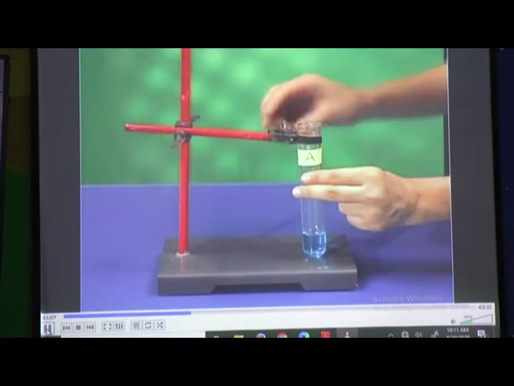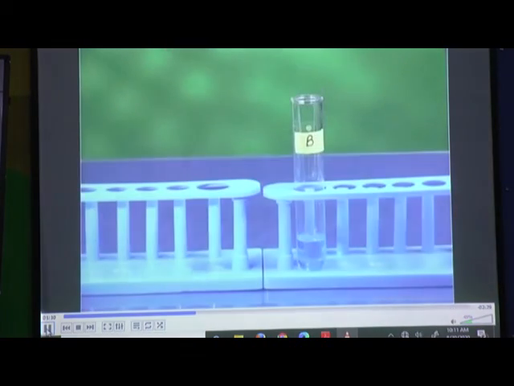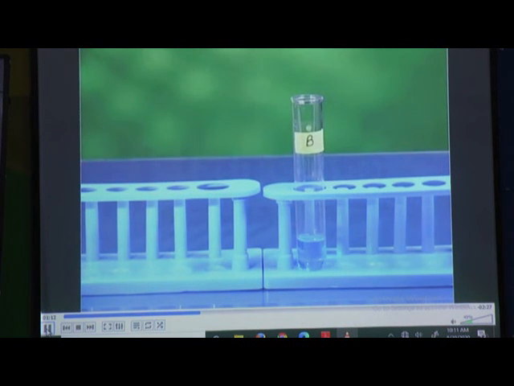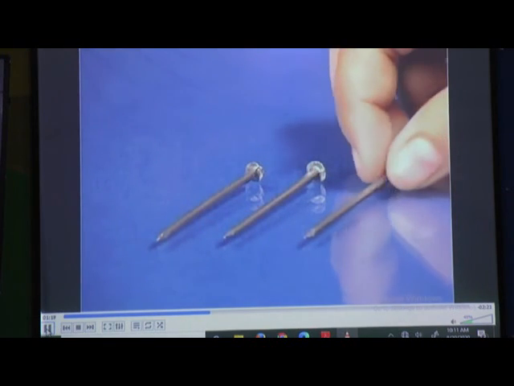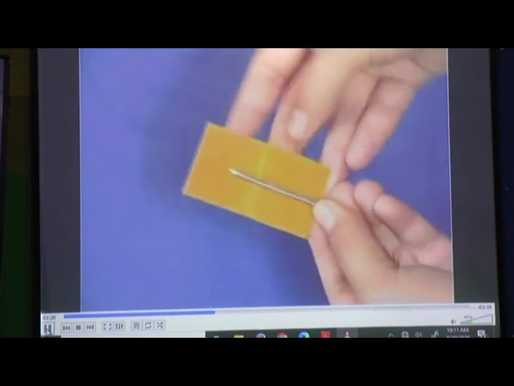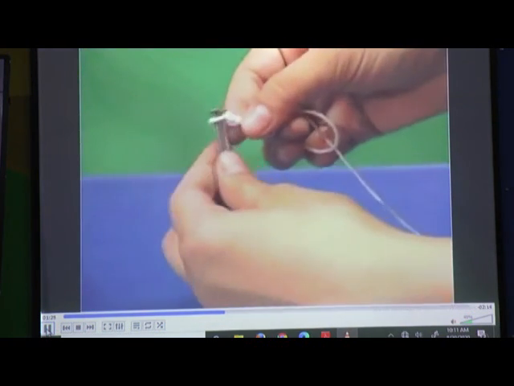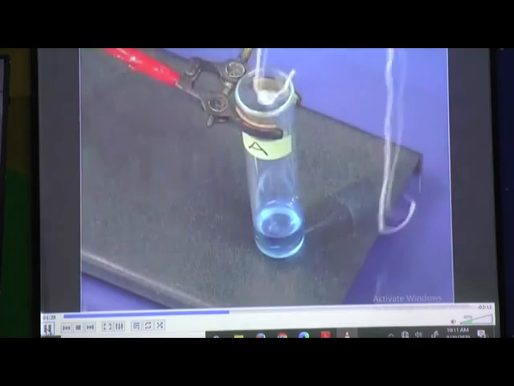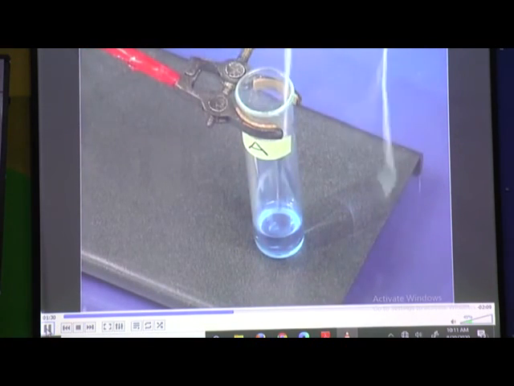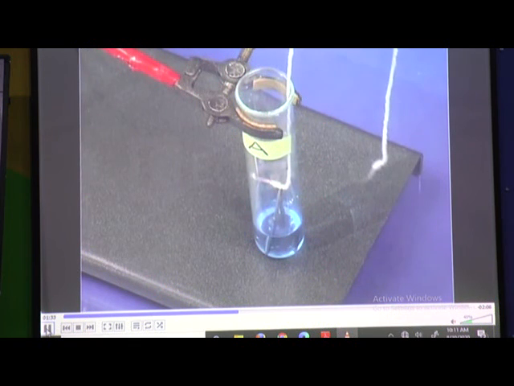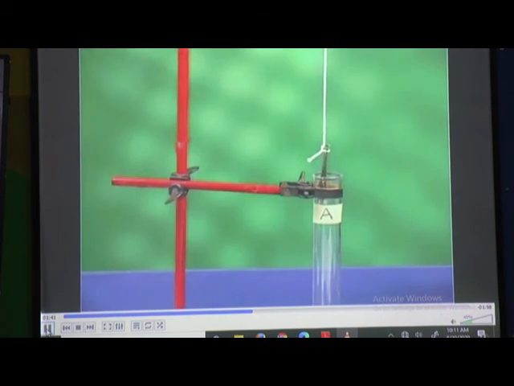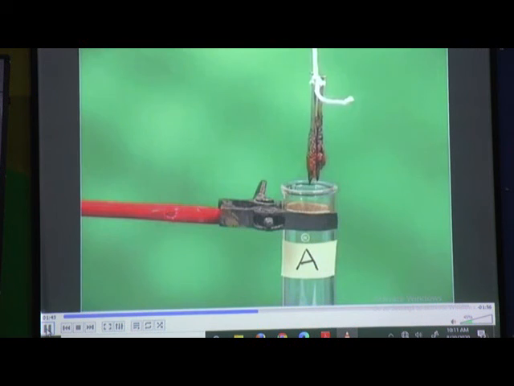Fix test tube A on the clamp stand and keep test tube B as the control sample in the test tube stand. Now, take 3 iron nails and clean them by rubbing with sandpaper. Tie 2 iron nails with a thread and immerse them carefully in the copper sulfate solution in test tube A for about 20 minutes and keep the third nail aside. After 20 minutes, take out the nails and keep them beside the unused clean nail.